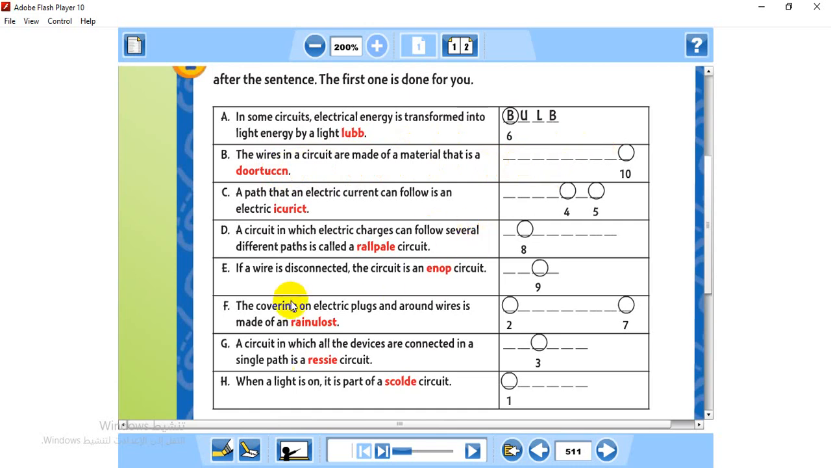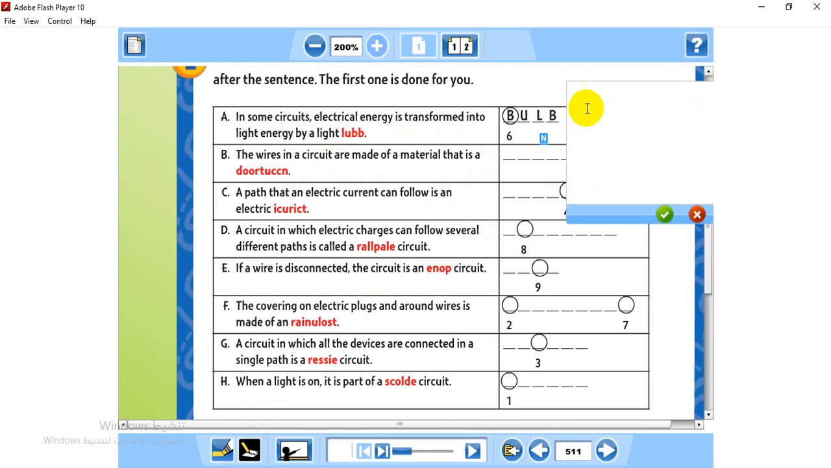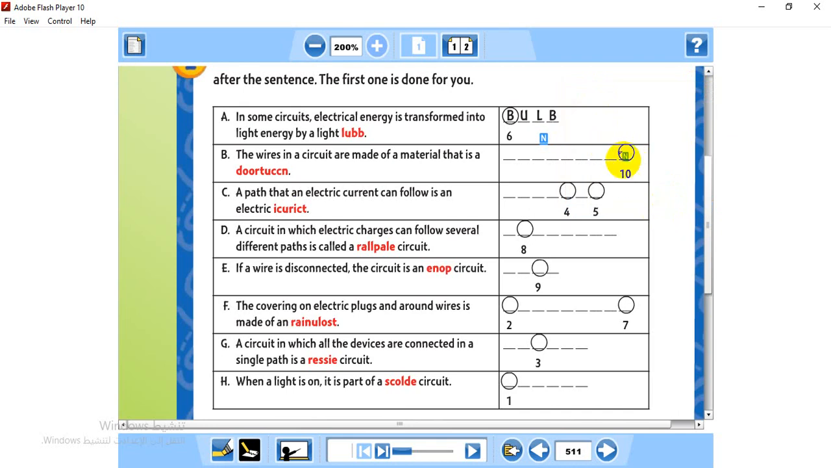So you have to write here, conductor. Okay, so don't forget that the last letter should be R here. Okay, the last letter written here is R.